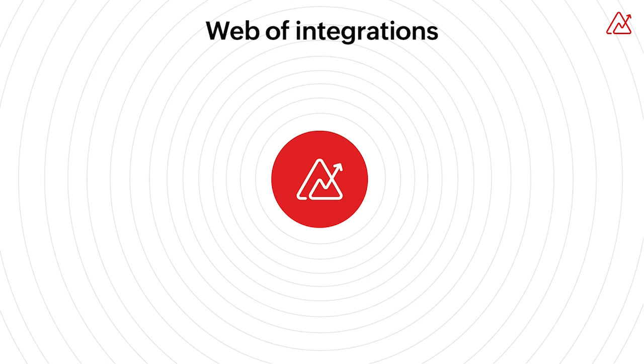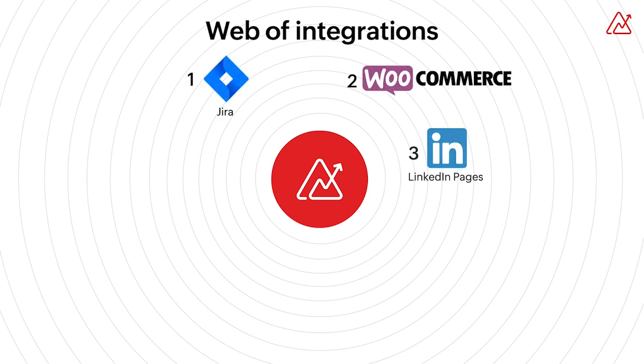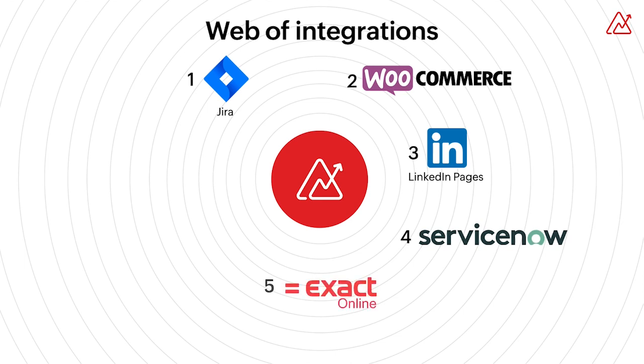So we now natively connect or integrate with Jira, WooCommerce, LinkedIn Pages, ServiceNow, Exact Online, Zoho Begin, and Zoho Sprints. So, what's that for you? Well, we have added more than 1,000 pre-built reports and dashboards across all these connectors. You have domain trained AI and ML models for each of these connectors. They are trained for that particular domain.